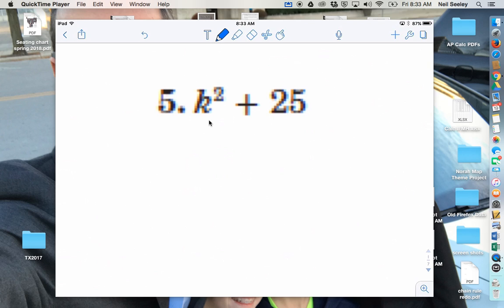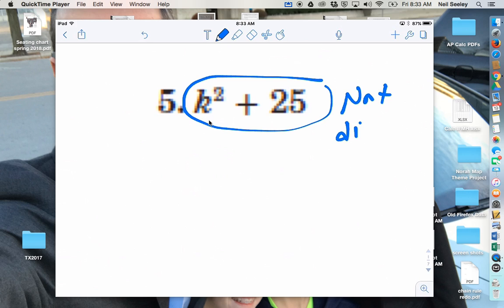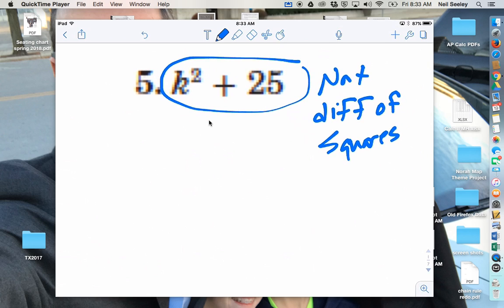But k squared plus 25 is not a difference of squares. One thing you might want to do is circle it and say it's not a difference of squares, because we're not subtracting. But it doesn't mean we can't factor it. It actually is something I can show you when we get to it later. It is something you could do as an imaginary difference of squares. This would be k plus 5i and k minus 5i.